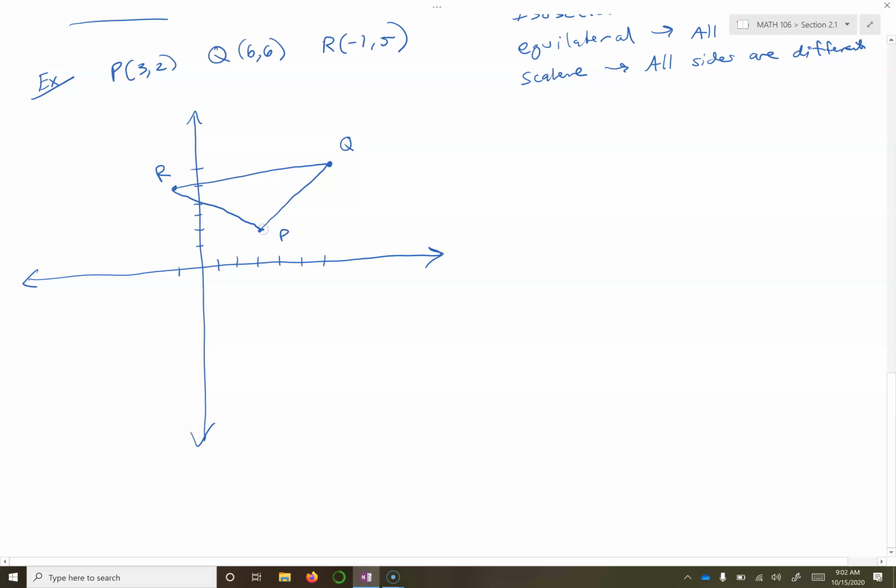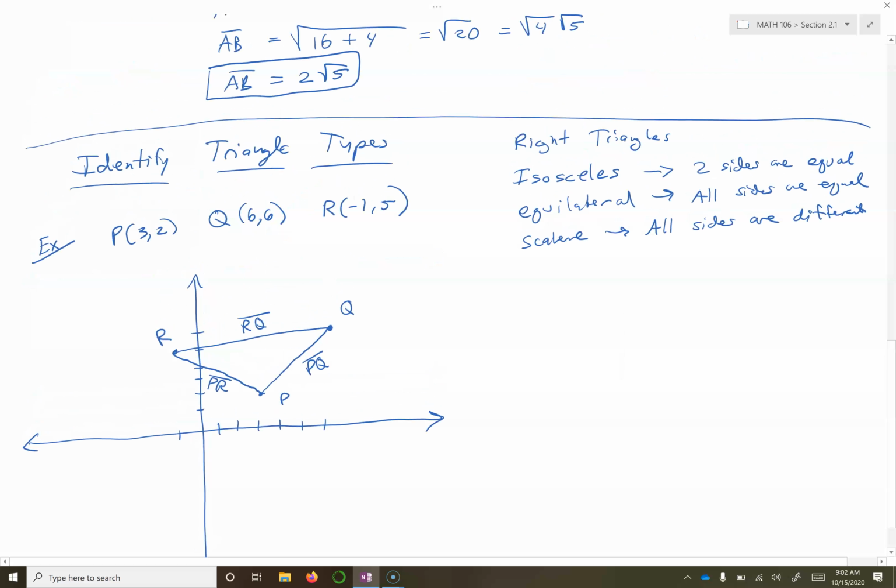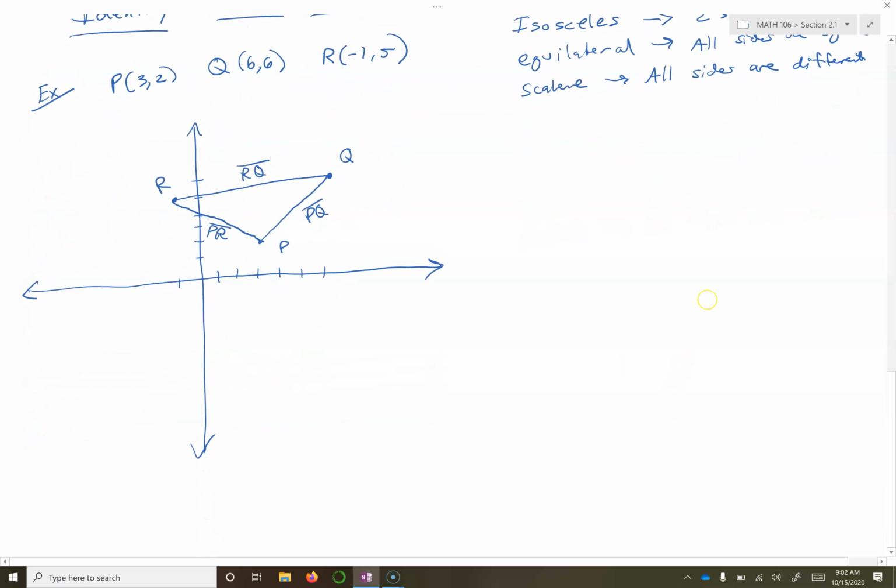And here, I'm going to do some labeling. The line between P and Q is PQ with a bar. The line between R and Q is RQ. And then the line between P and R is PR. We could calculate each of those distances, and then based on what comes out, we can determine what type of triangle this is. Which means we have to calculate all of these distances. So let's do that over here. Let's start with RQ.